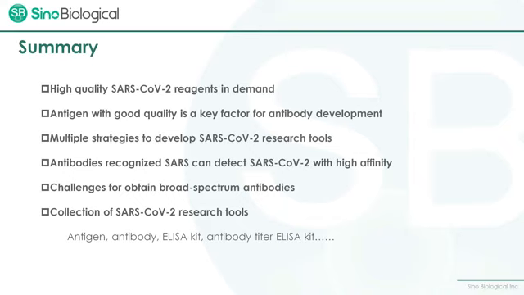Currently, we still have a lot of challenges in obtaining broad spectrum antibodies which can recognize all 7 human coronaviruses, but we are working on that. For now, we already have several collections of SARS-CoV-2 research tools, including the antigens and antibodies we have covered in this talk. And we also mentioned we have several kits for detecting the antigen or the antibodies for research.